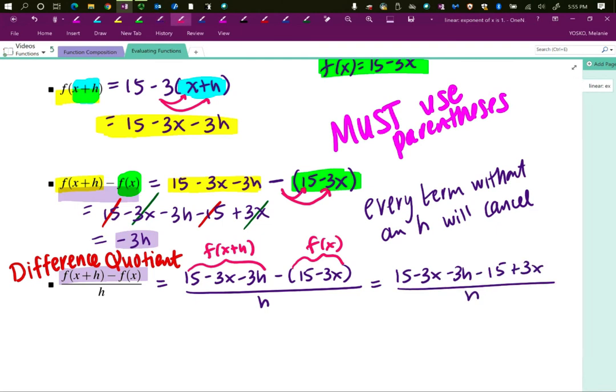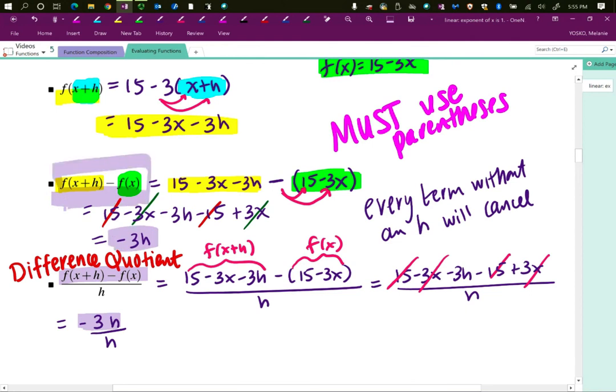And then we saw some stuff canceled, right? That's where the negative 15, the positive 15, the negative 3x, the positive 3x, all that canceled. I'm just redoing the steps from above. So we end up with negative 3h over h. So I could have just jumped to right here, because that's the answer we got when we did this the first time, this piece. But I wanted to remind you where this came from. Oh, look, now we can clean up some more, right? There's an h in the numerator and h in the denominator. This simplifies to negative 3.